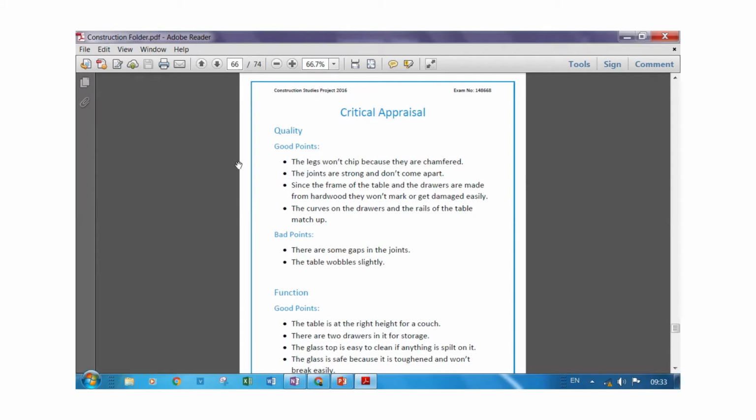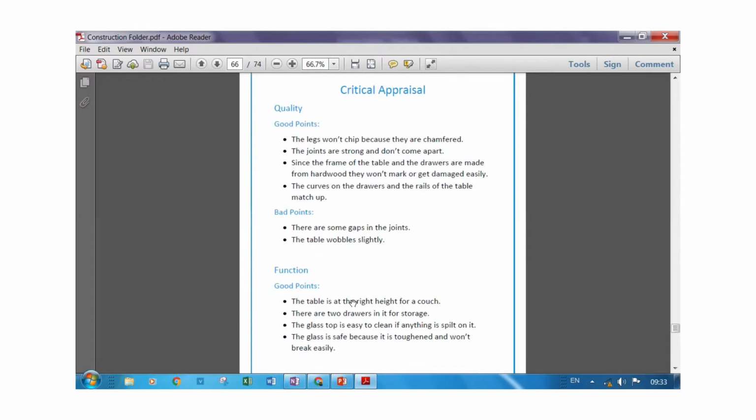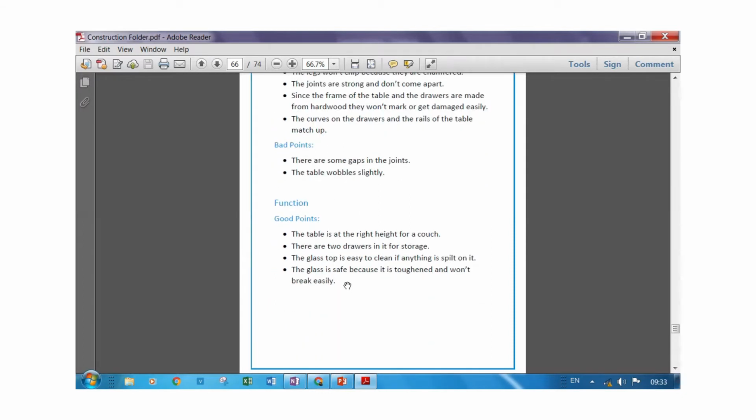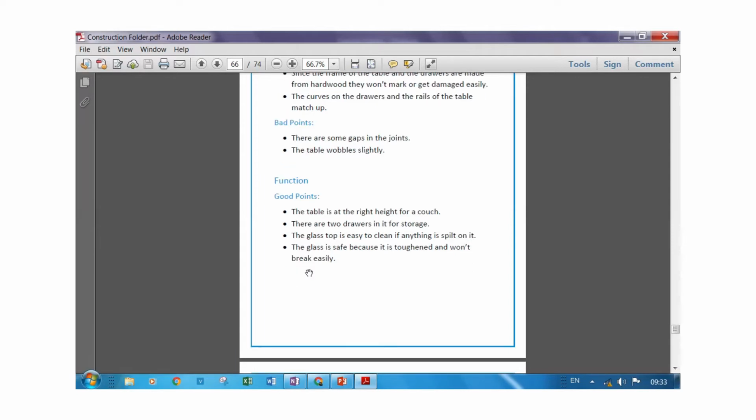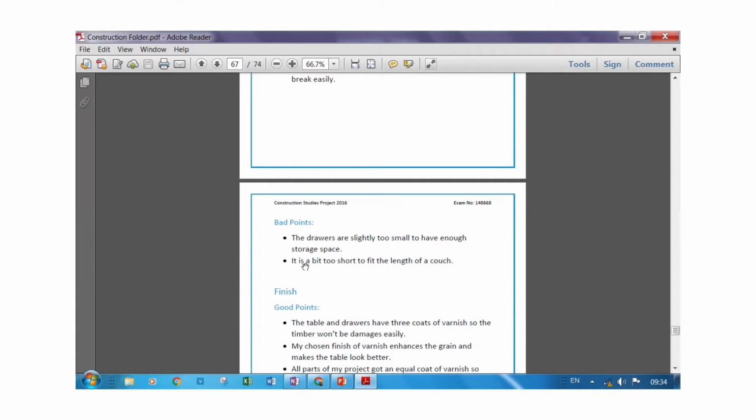Basically what we have here, good points here. This is for the quality of it. So you have good points here. So these are 4 points put down along here. This here is 2 points. Okay. Now, next thing then is function of the project. So what you have here is 4 points done here. So these are the good points for the function of the project. Next thing then is you have the bad points. So for the function, you have the bad points here.